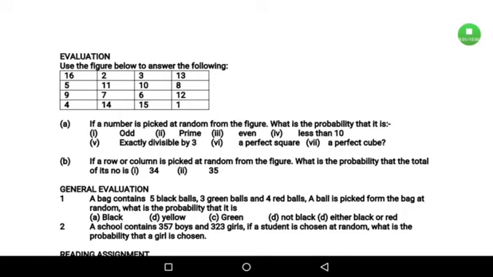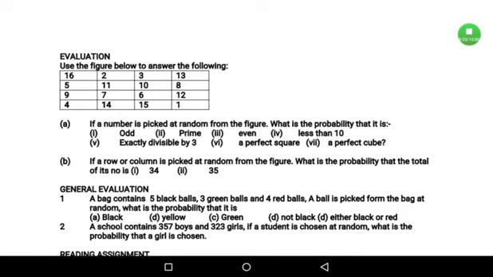Now, it says if a number is picked at random from the figure, what is the probability that it is odd? What will you do? Count all the numbers there. Then, if you have 4 times 4, you have 16 numbers there. Now you count the odd ones. For instance, if you count and you have 5 odds, that's 5 out of 16. That's 5/16. Prime, of course, look for the prime numbers.